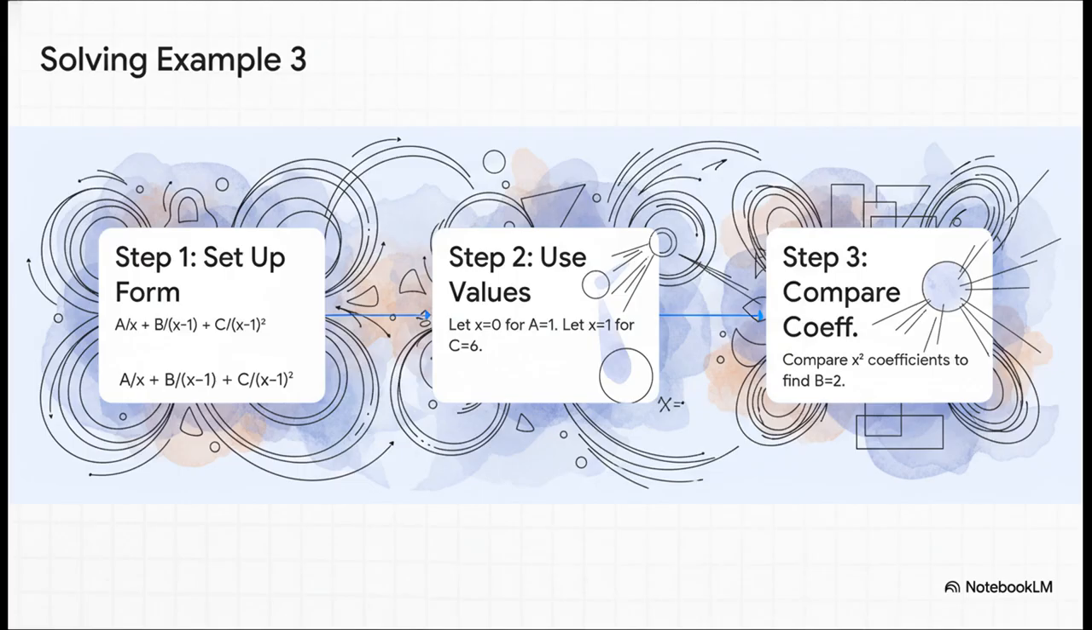Now, what's really efficient here is using 2 different strategic values. Setting x equals 0 instantly gives us A equals 1, and setting x equals 1 instantly gives us C equals 6. To find that last constant B, we just compare the x squared coefficients, and boom, we find B equals 2. It's a really beautiful mix of techniques.